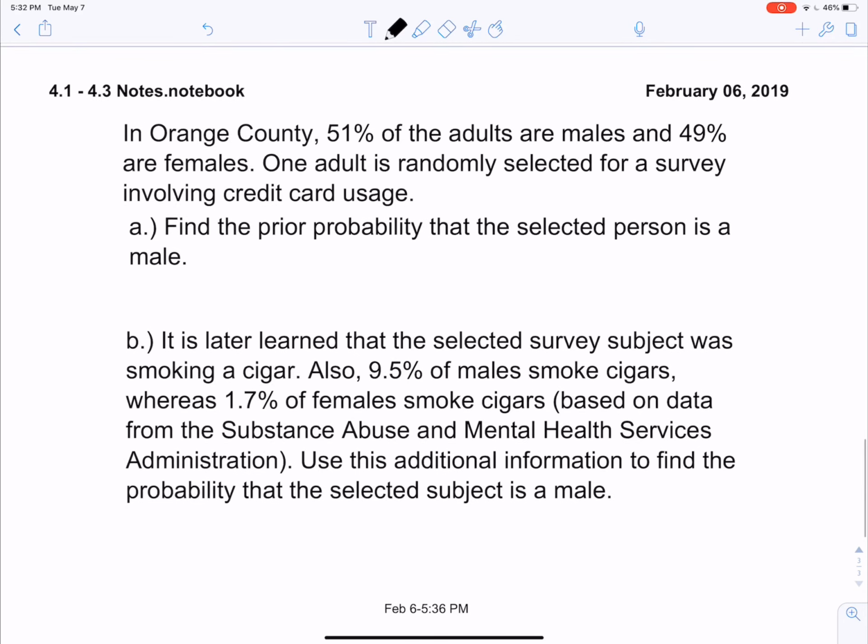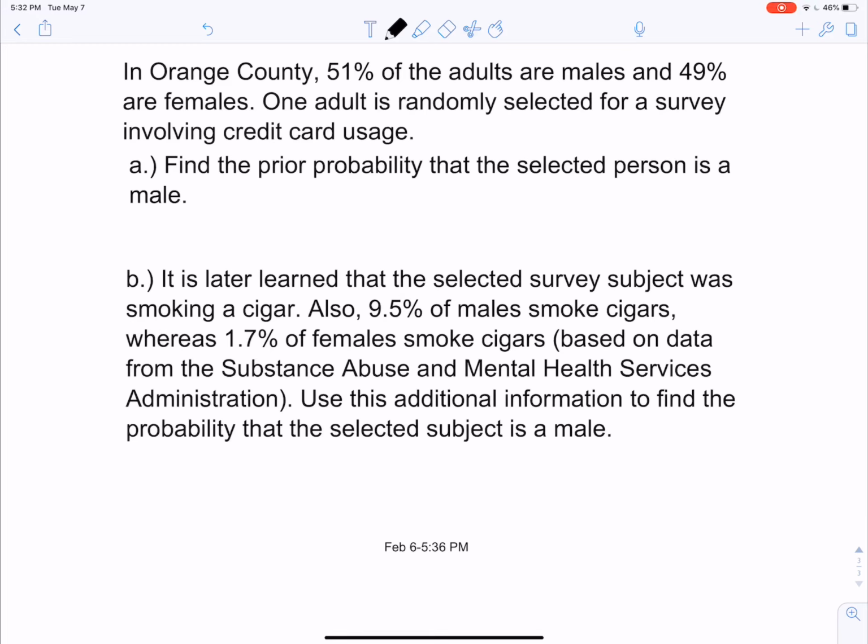Now, let's look at an example from scratch. It says in Orange County, 51% of the adults are males and 49% are females. One adult is randomly selected for a survey involving credit card usage. For Part A, they tell us to find the prior probability that the selected person is a male. So if we look here, they tell us that 51% of the adults are males. So the probability of picking a male is, in decimal form, 0.51. That is our prior probability.